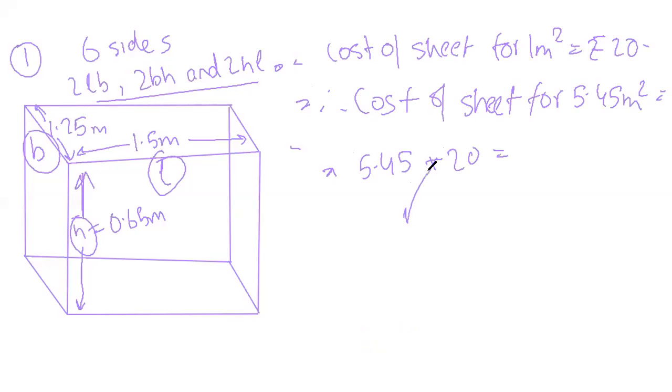Please note that the multiplication sign can also be written as this, but there's much confusion between multiplication and the x because they look alike. So for differentiation I write it with the third line in the middle. So please note, I'll rub this and then we'll find the answer, which is 5.45 into 20 is equal to 109 rupees.